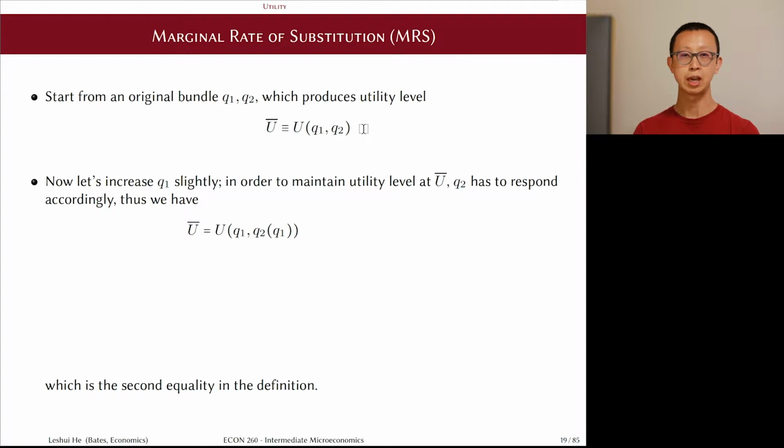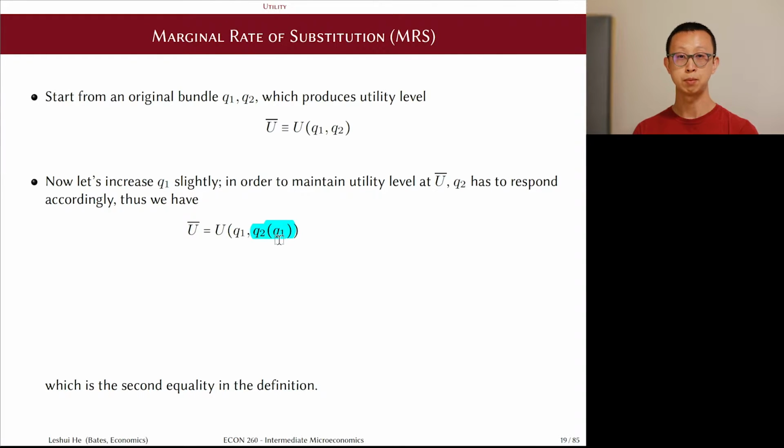but not to change by any arbitrary amount. Q2 has to change in a very particular way such that the value of the utility function remains unchanged, so that we can stay along the indifference curve. And this is why now we're writing explicitly for Q2 to be a function of Q1, to remind ourselves as we change Q1, we're allowing Q2 to change with it.